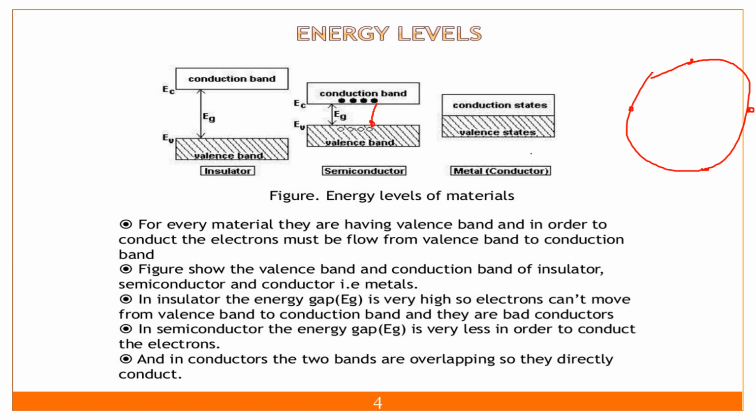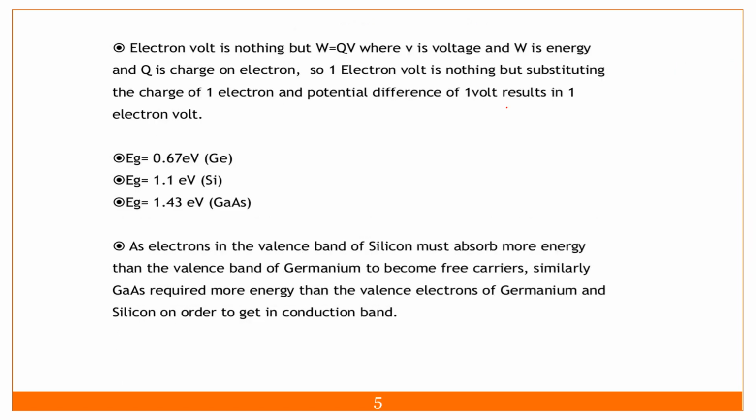So in the third case, in the metal, what will happen? The conduction band and the valence band overlap. So whatever electrons are in the valence band are in the conduction band, so every electron will conduct, and even at 0 Kelvin you can conduct current. Okay, so we'll move to the next.